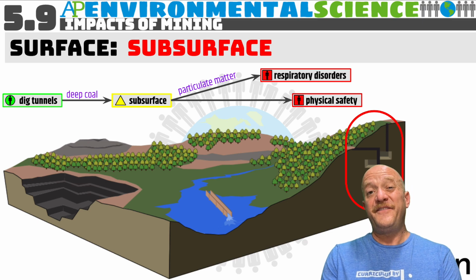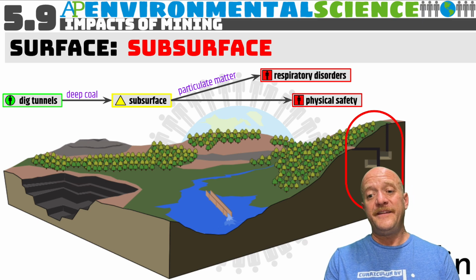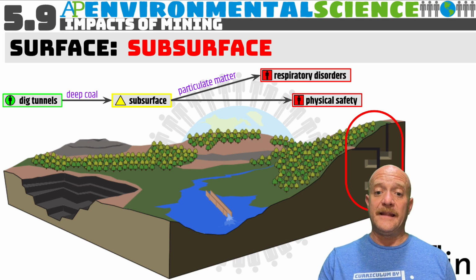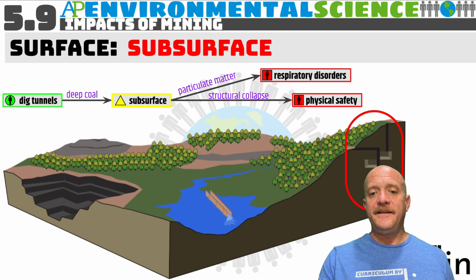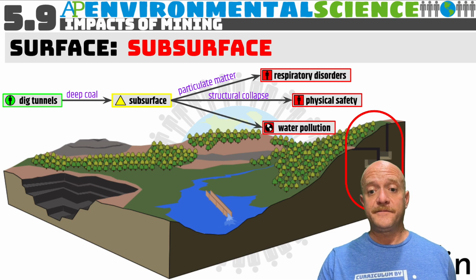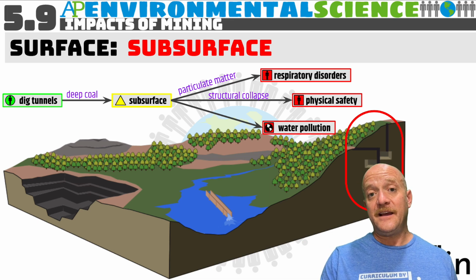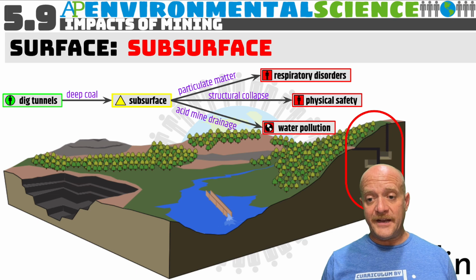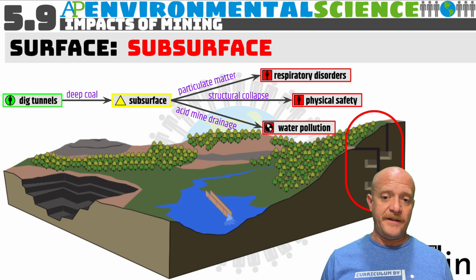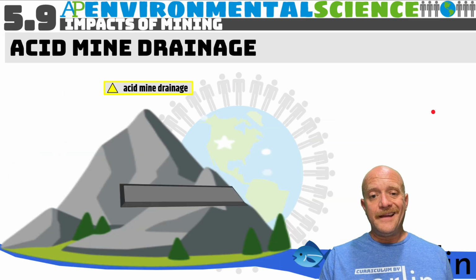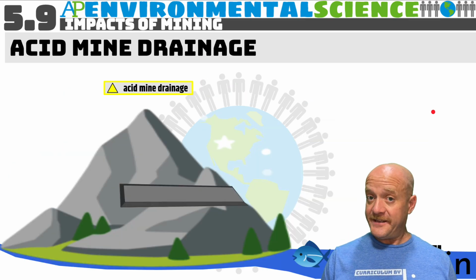There's a lot of physical safety concerns as well. Because you are digging into the earth, there's a chance that there could be a mining collapse. And these physical conditions are quite strenuous for the workers. Also, there's a potential for water pollution because of acid mine drainage. And acid mine drainage is what I've been talking about in the other slides. Let me explain what acid mine drainage is.